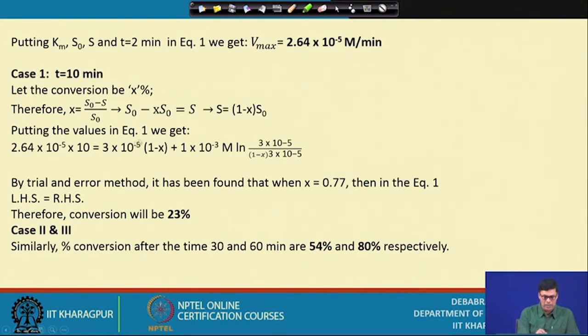Now, here we can put the values in this equation, and through the trial and error method we have to find out at what value of x the left hand side equals the right hand side. And we find that after 10 minutes 23% substrate is converted, and similarly if we calculate after 30 and 60 minutes we find 54 and 80% substrate will be converted. So, this is a very common enzymatic reaction problem. Any kind of enzymatic reaction we can analyze and find out how much substrate will be converted at different times of reaction.